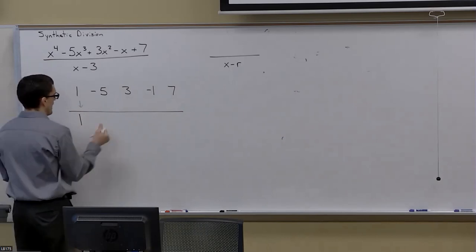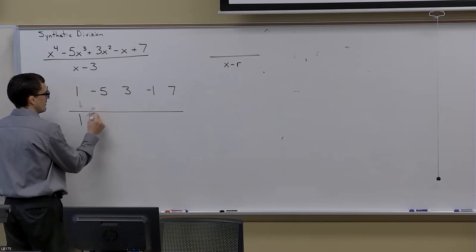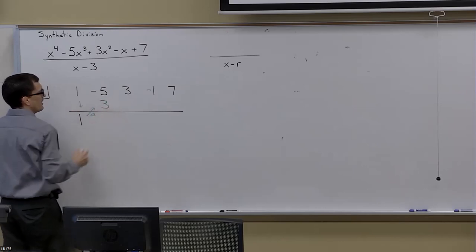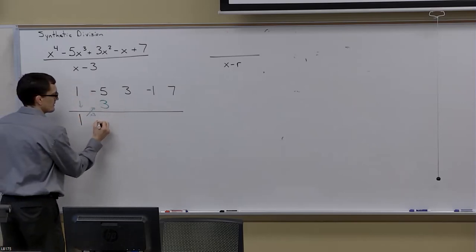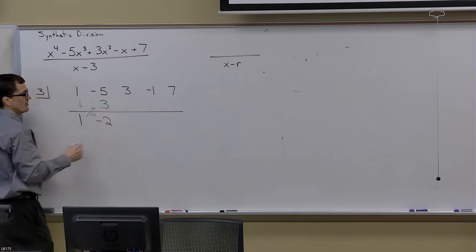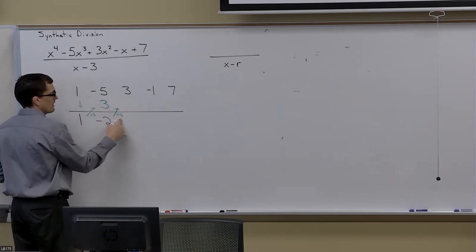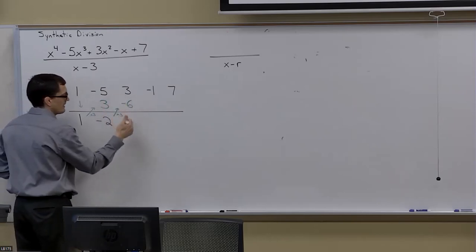Then every time I see a number down here, I multiply it by 3 and put it in that spot. So 1 times 3 is 3. Now I put it in over here. Then I add. That'll give me -2. Once again, I multiply by 3. -2 times 3 is -6. And then I add. That's a -3.